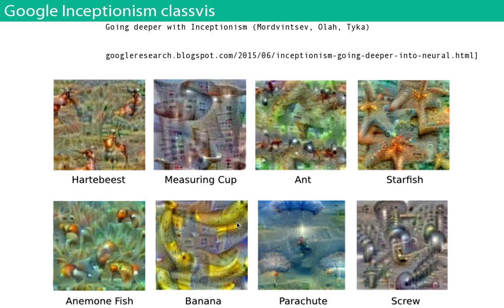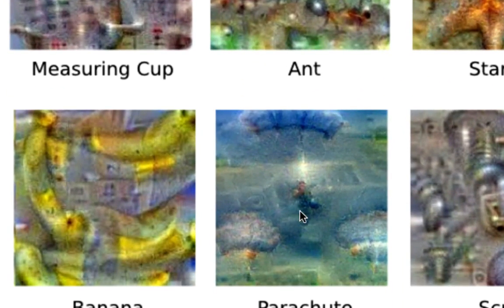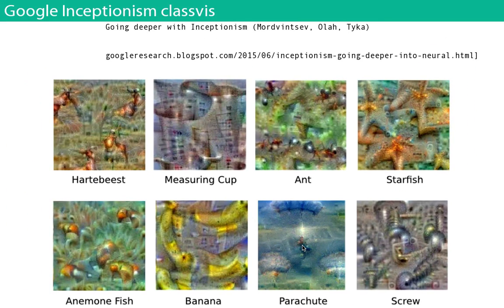This one I really like, parachute. It looks like there's a person in there, right? That's because if you're Google and you have tons of images of parachutes that you train your neural networks to recognize, a lot of them have people in them. So the network will just learn to associate a sort of person hanging off the parachute.